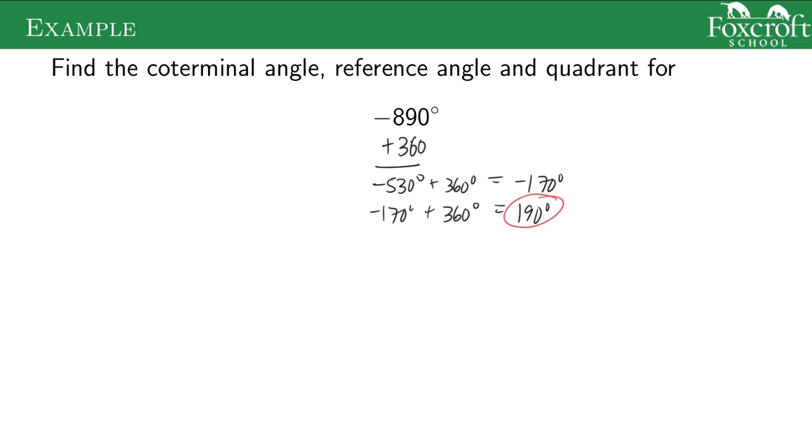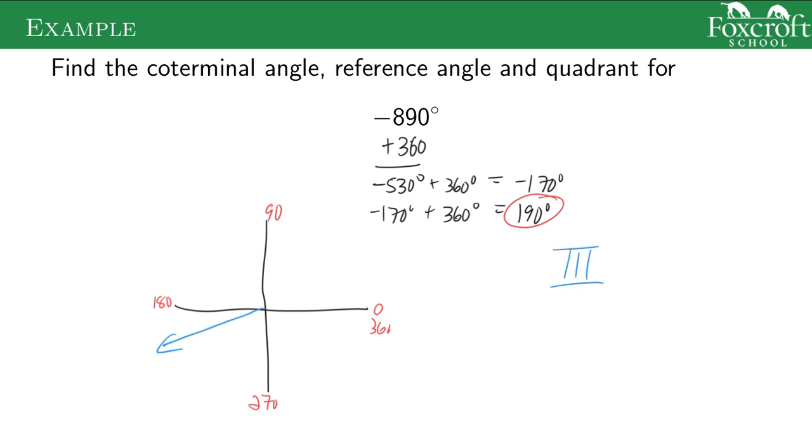What quadrant is that going to be in? Again, if we think about our quadrants, 190 is a little bit bigger than 180, so it's going to be in quadrant 3. And here's where the reference angle is a little bit harder in degrees than radians. We need to find the little angle between our angle and the x-axis. So the reference angle in this case is going to be that angle there.